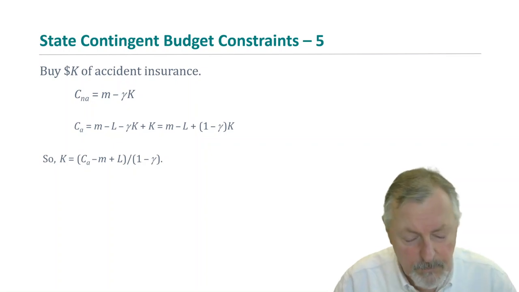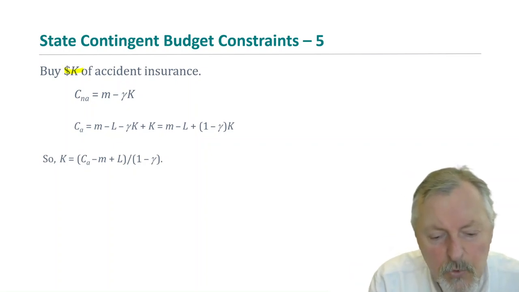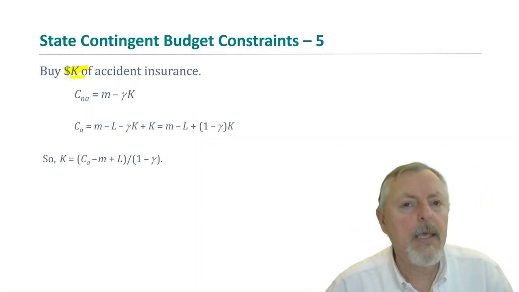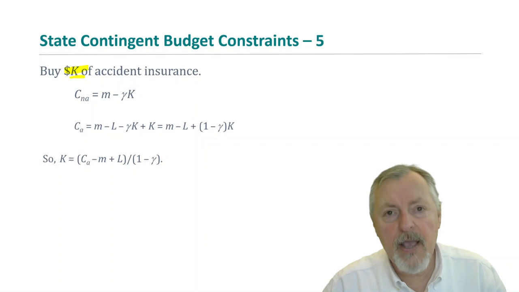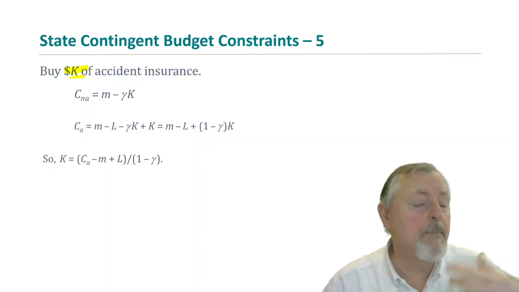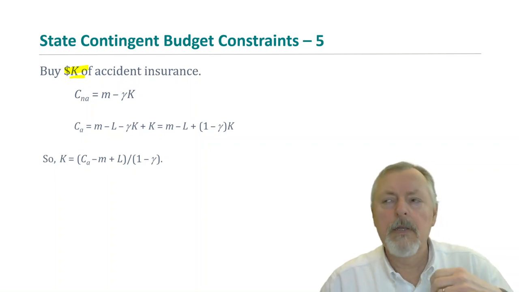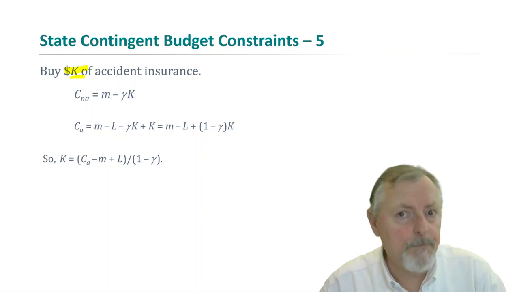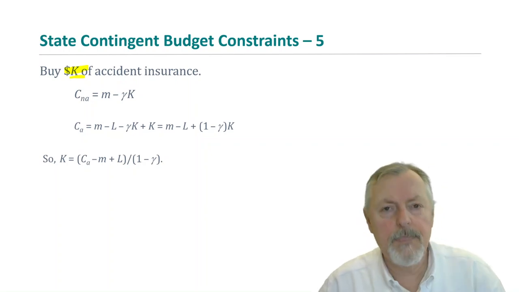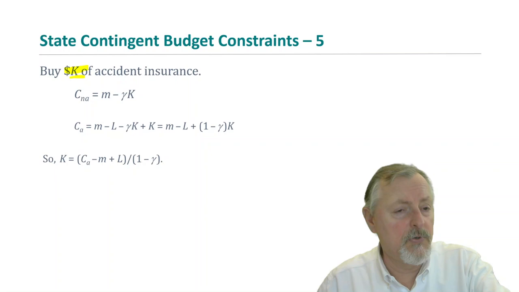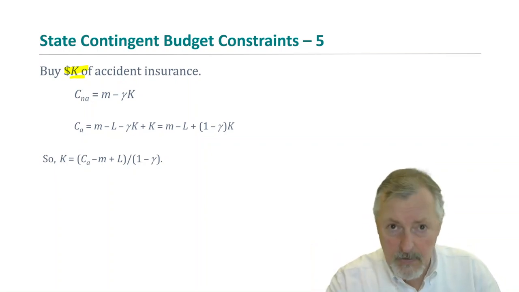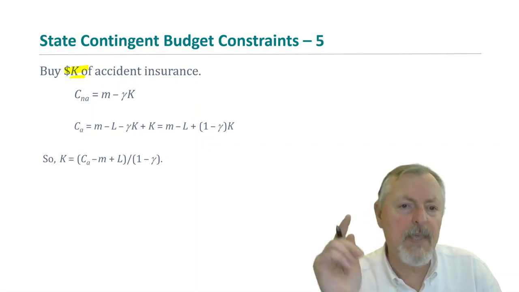Now, a little terminology. If we say you buy K dollars of insurance, what that means is, if you have an accident, you get a check for K dollars. It's like when we talk about, I have $1 million of life insurance. That's not what you pay for it. That million is, well, if you die, your family gets a check for $1 million. So $K is the amount you get, the check that you get, if the accident happens.